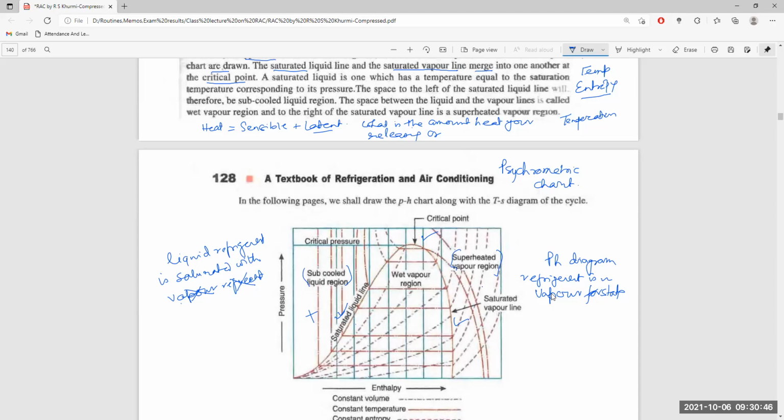So we have got the liquid line and the vapor line, and the liquid line will reach and meet the vapor line at this peak point, which is called the critical point. It has the critical or maximum pressure, and there is no transition state here. From here, there is a transition state, the wet vapor region. It is partly vapor, partly liquid.